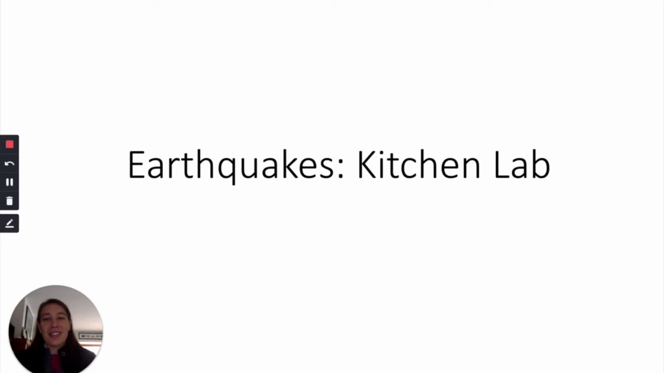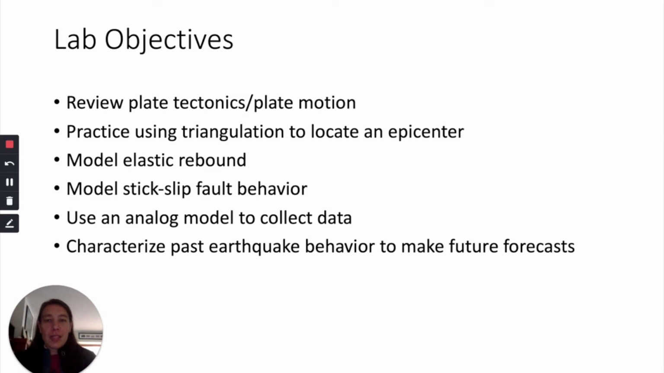Hello, class. Let's get started with our Earthquake at-Home Kitchen Lab. The lab objectives for this activity are to review plate tectonics and plate motion, practice using triangulation to locate an epicenter, model elastic rebound, model stick-slip fault behavior, and use an analog model that you'll build yourself to collect data, that you will collect in groups and use to characterize past earthquake behavior and make future forecasts. So let's get started.